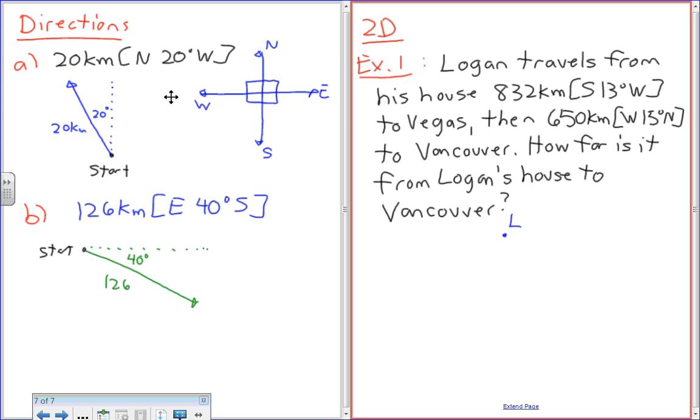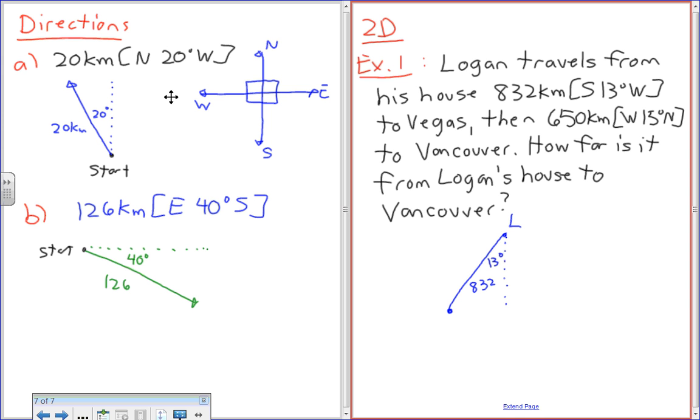How am I going to draw south 13 degrees west? So there's your south arrow. 13 degrees west, which is going to be left. And that's going to be 832. What's the 832? Is that just how long? That's the distance. Yeah, that's the distance.